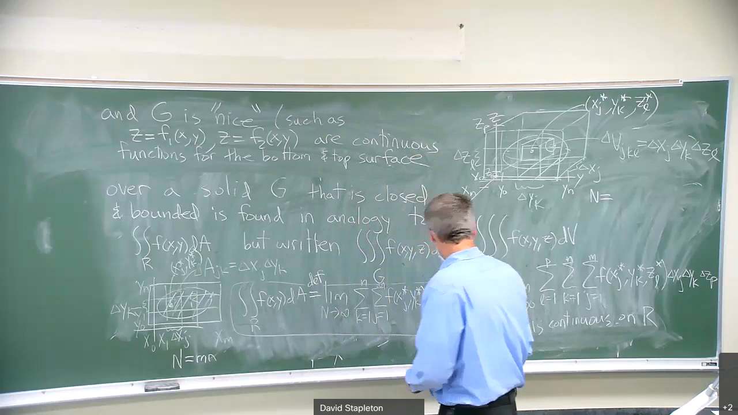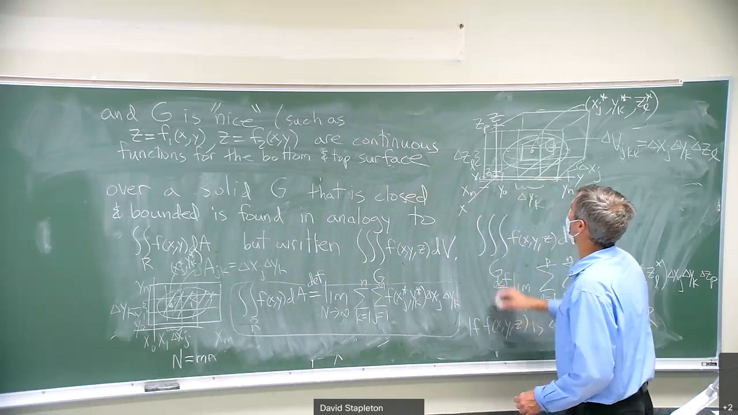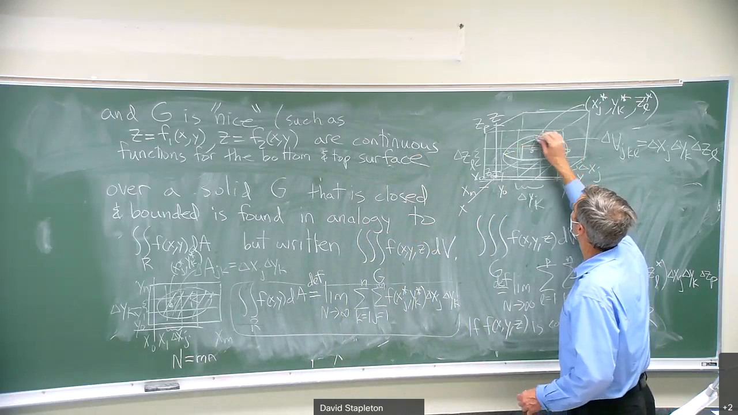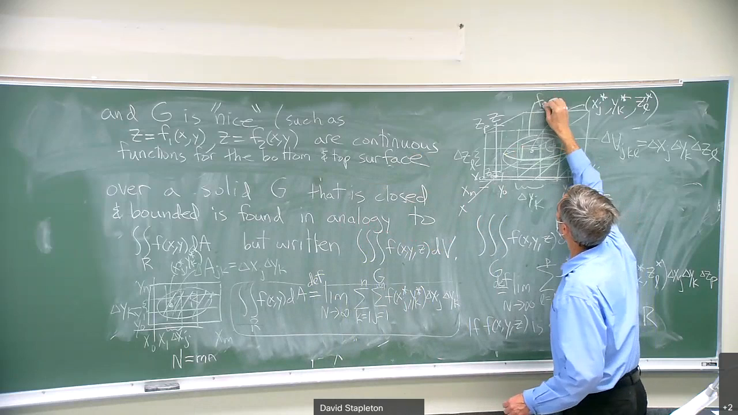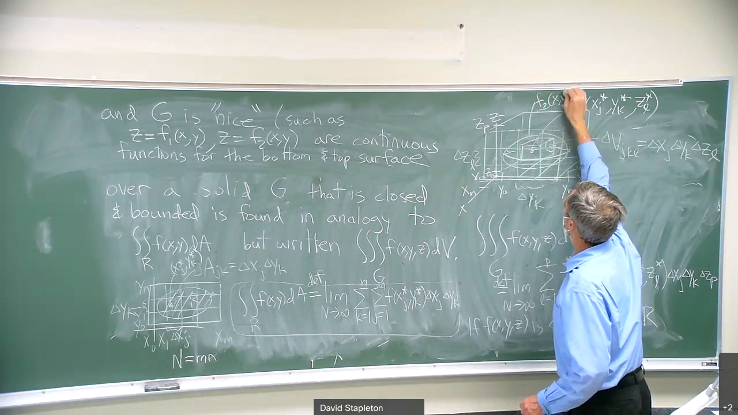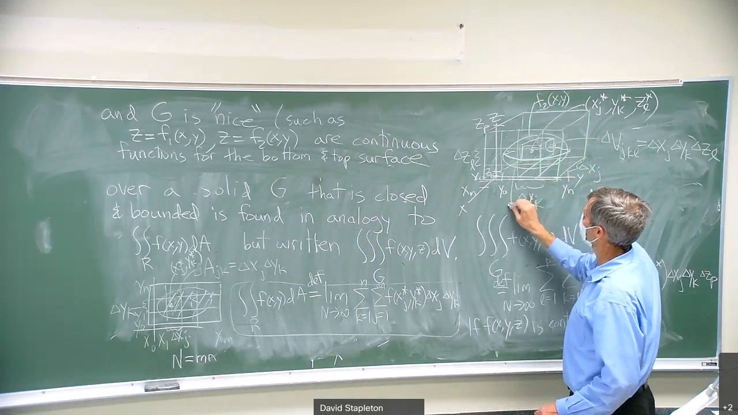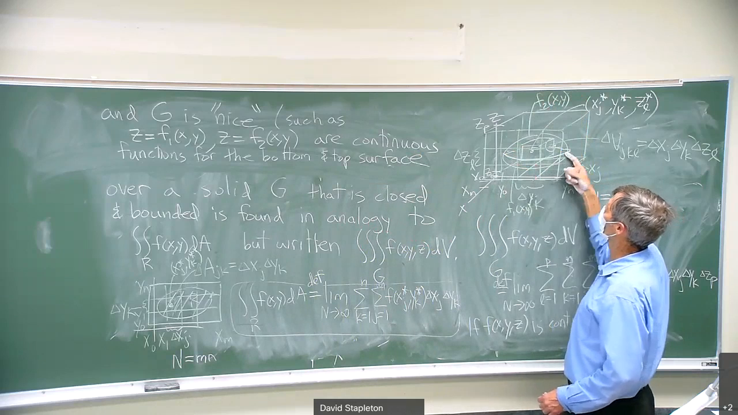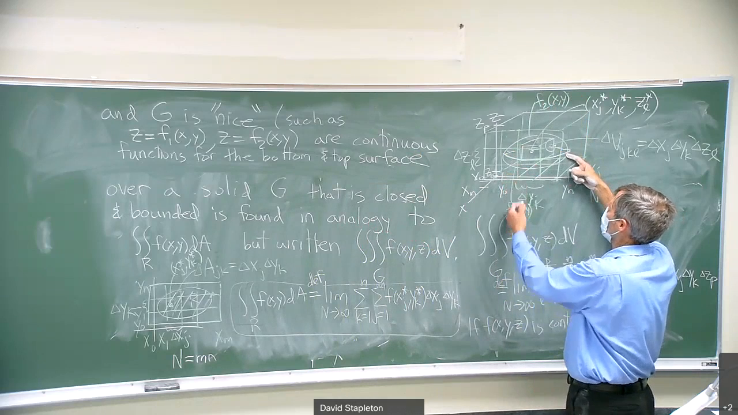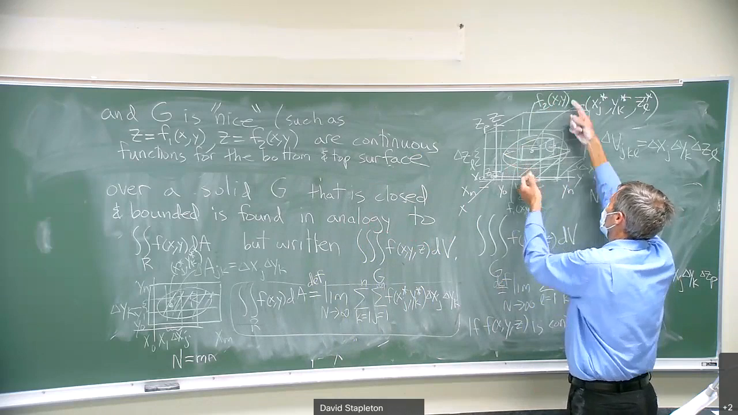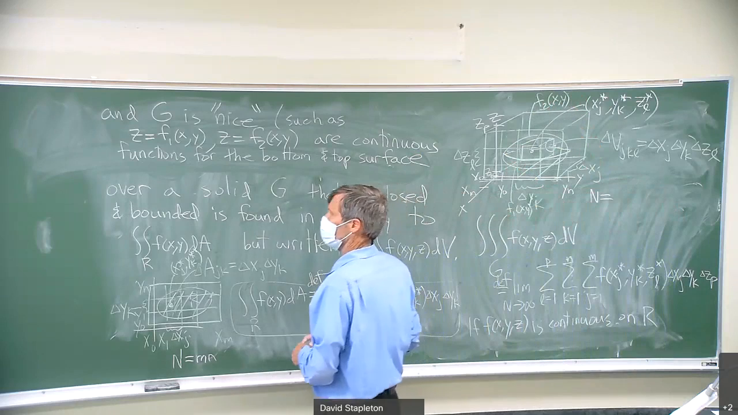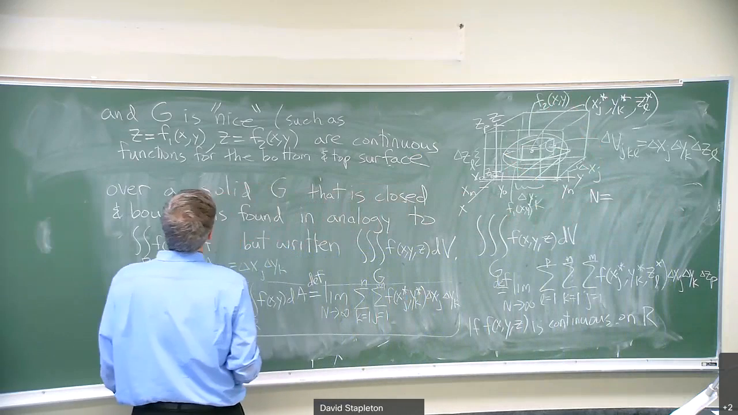So on the picture here, what we can do is break our Easter egg into pieces. There's a top surface up here, which is F2 of XY, and there's a bottom surface, F1 of XY. So Z as a function of XY gives the bottom surface, and Z as a function of XY gives the top surface, if those are continuous. And now you see why this can be quite complicated.